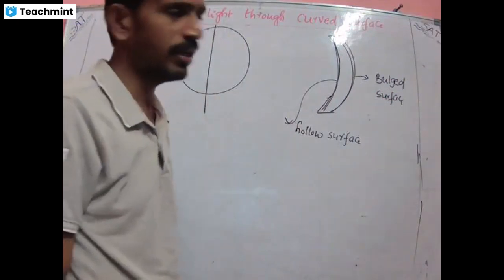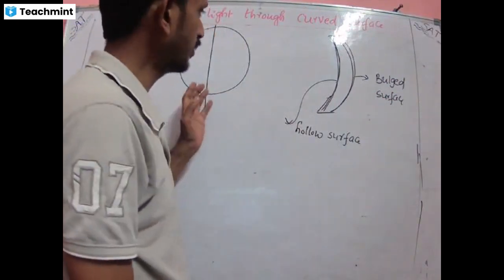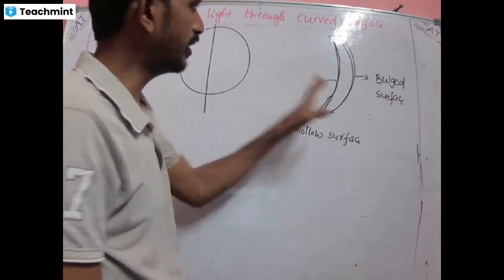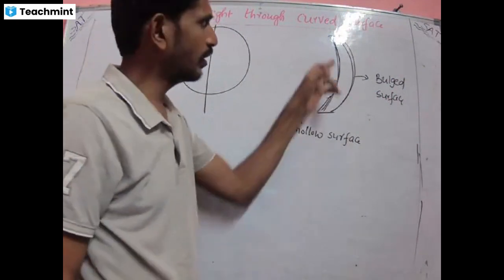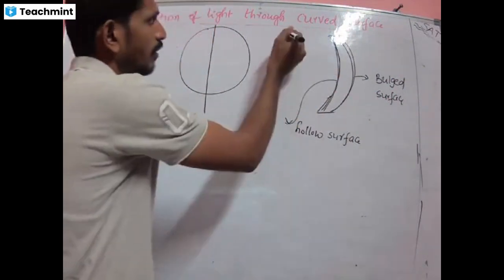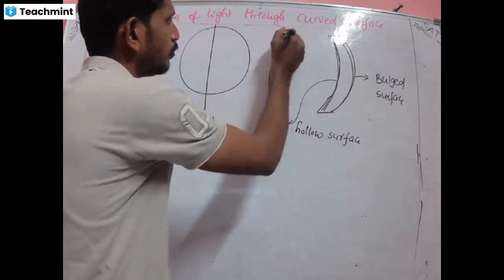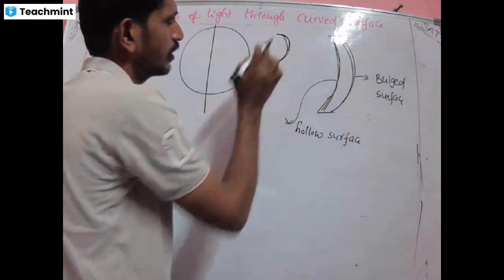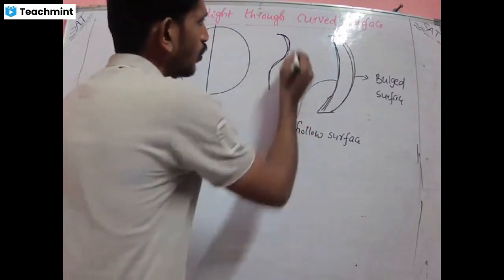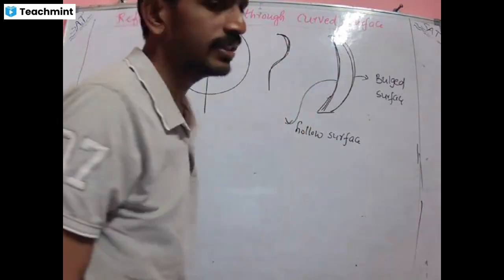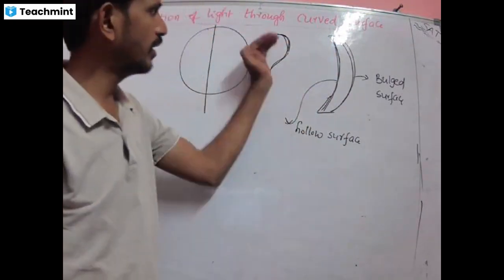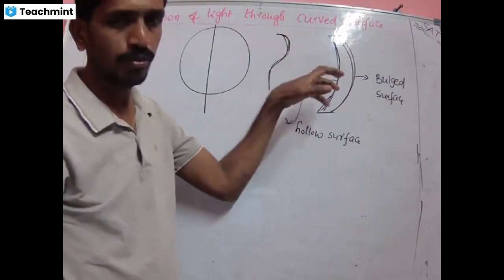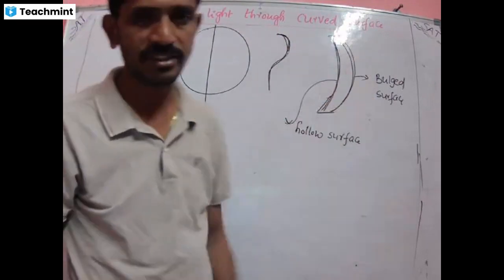If you observe the part of the sphere, it is like that. For example, in our home we have a spoon like this. So the inner surface is called a hollow surface, and the outer surface is called a bulged surface. Bulged means it is bulging outward.